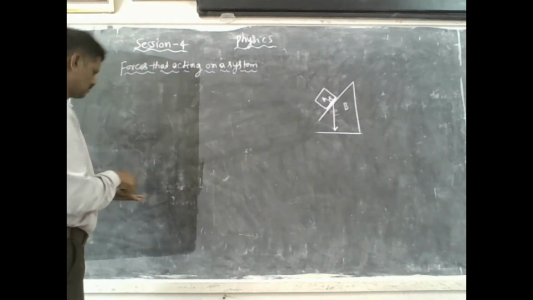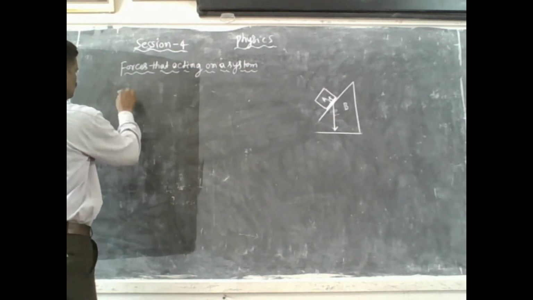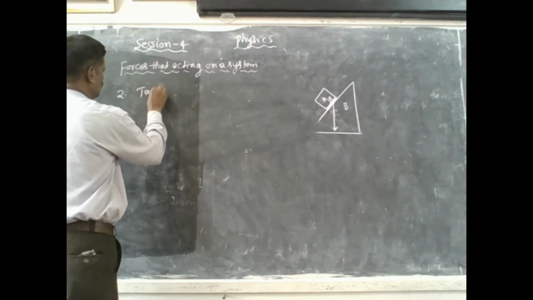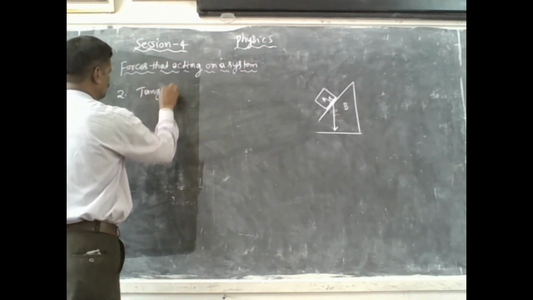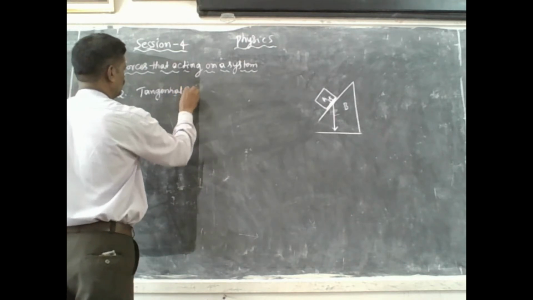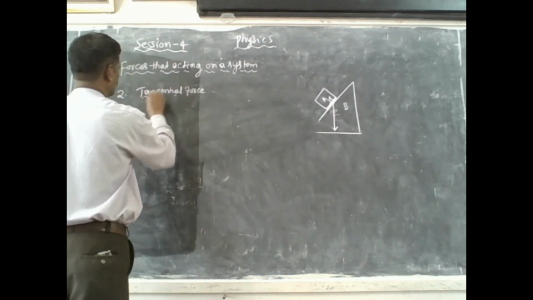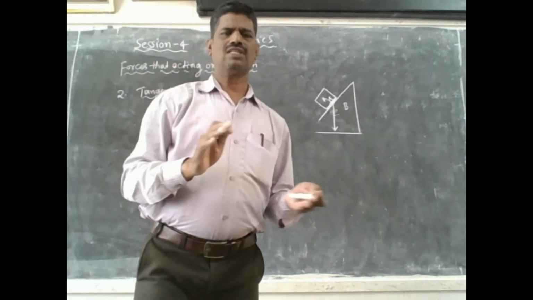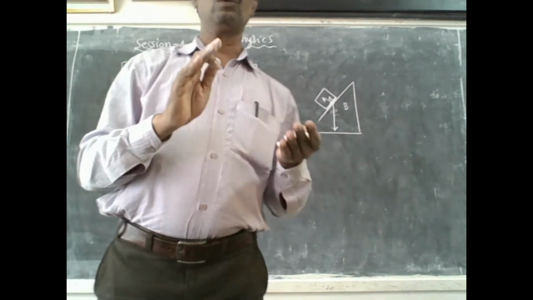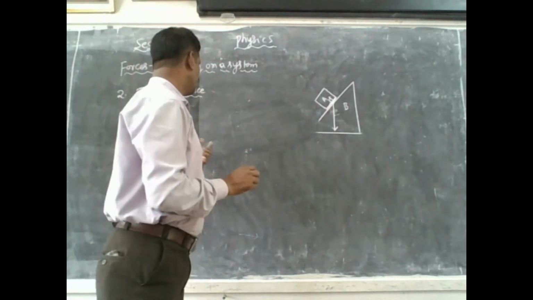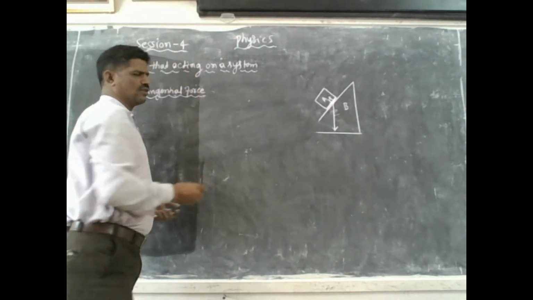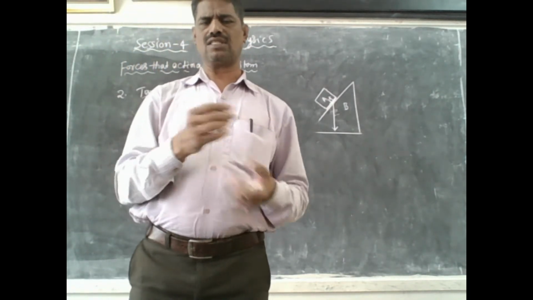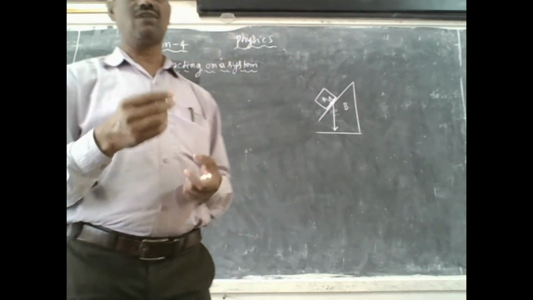The second one is tangential force. When the two surfaces of the bodies are in contact, there is a force acting tangentially on both the surfaces.